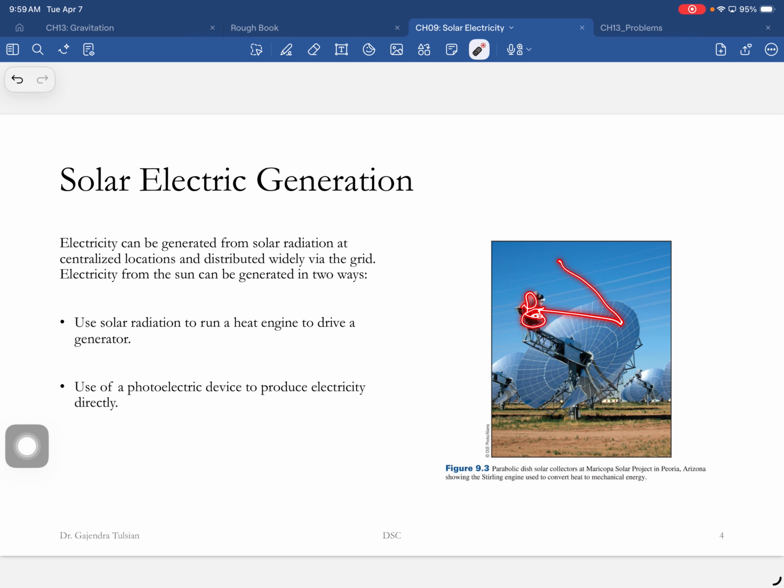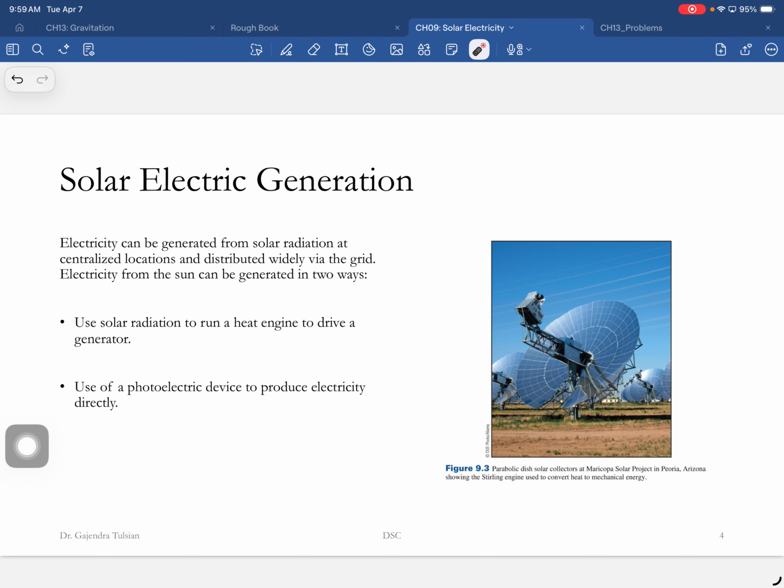Or you could produce electricity using photovoltaic devices. Those are photovoltaic cells, and we'll talk about that. So that's a little complicated story. Concentrated solar power capacity. So what you're doing is you're concentrating solar energy.